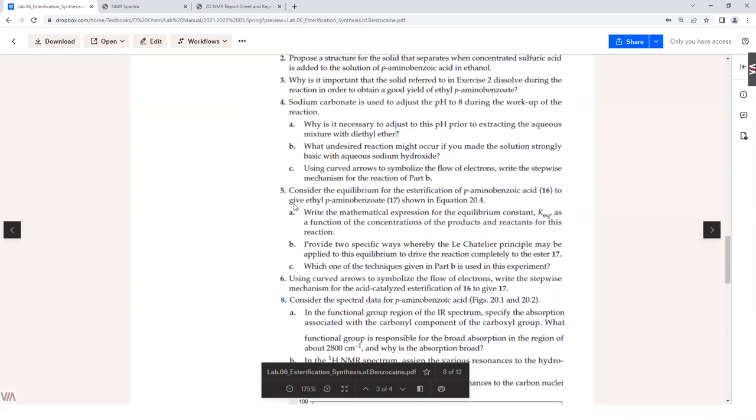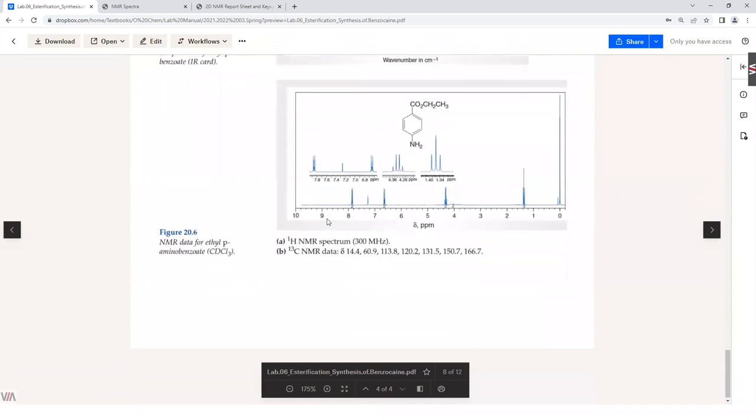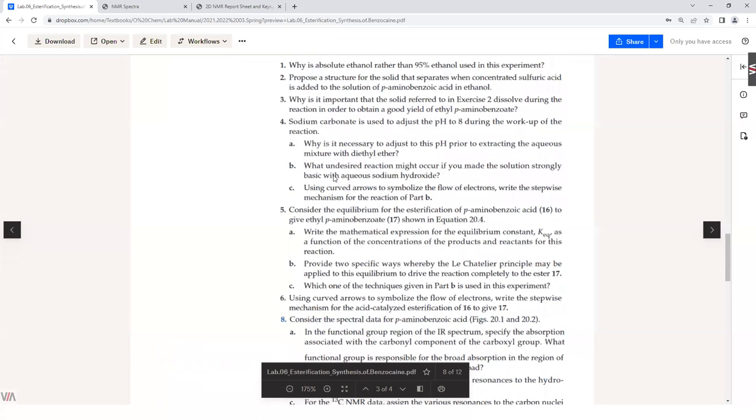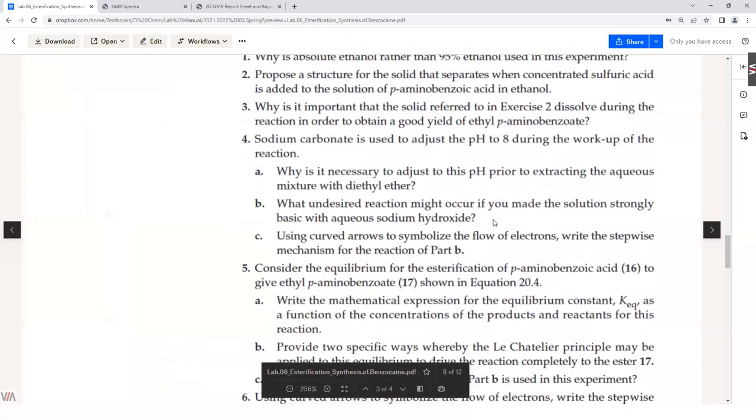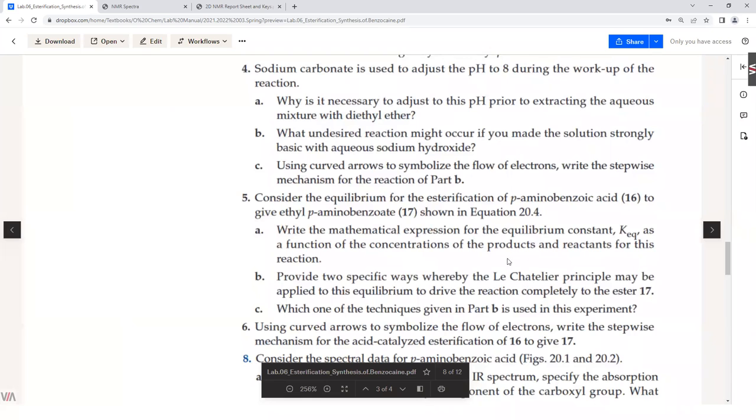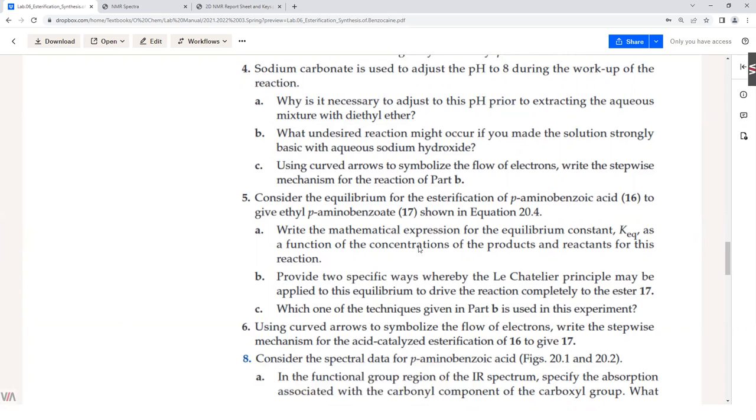Are you talking about just question five here, or was there more to show up later too? No. Just five, just finding the K. All it's really asking for is to write the expression for it, which doesn't necessarily mean that you need a number. I did not know that. So the mathematical expression would just be concentration of products over concentration of reactants, leaving off any solids or liquids.